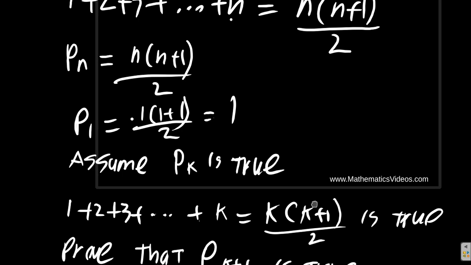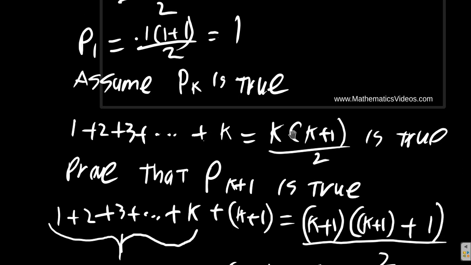So here now, 1 plus 2 plus 3 plus up to k equals k(k plus 1) divided by 2. That is true. Now, whatever k is, what about the number that follows k, the number after k? Well, the number after k is k plus 1, whatever k is. So you must prove that P of k plus 1 is true. So 1 plus 2 plus 3 plus up to k plus the next number after k, which is k plus 1, is equal to, so we change k to k plus 1.